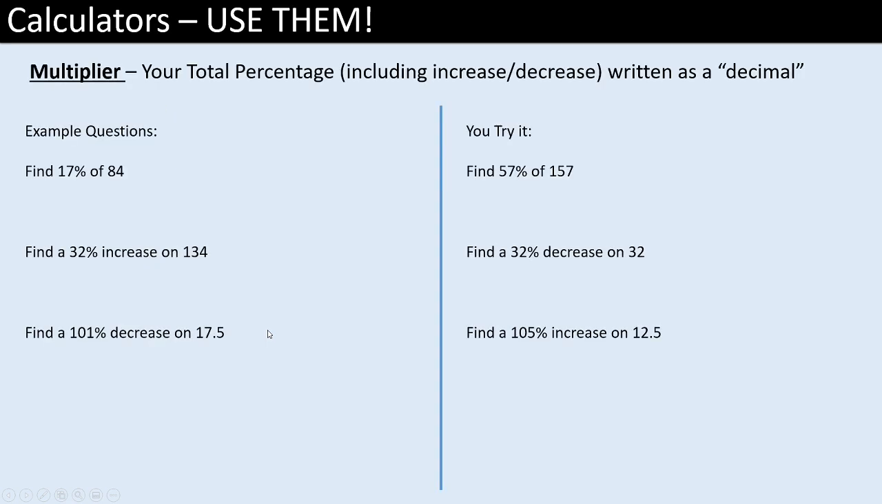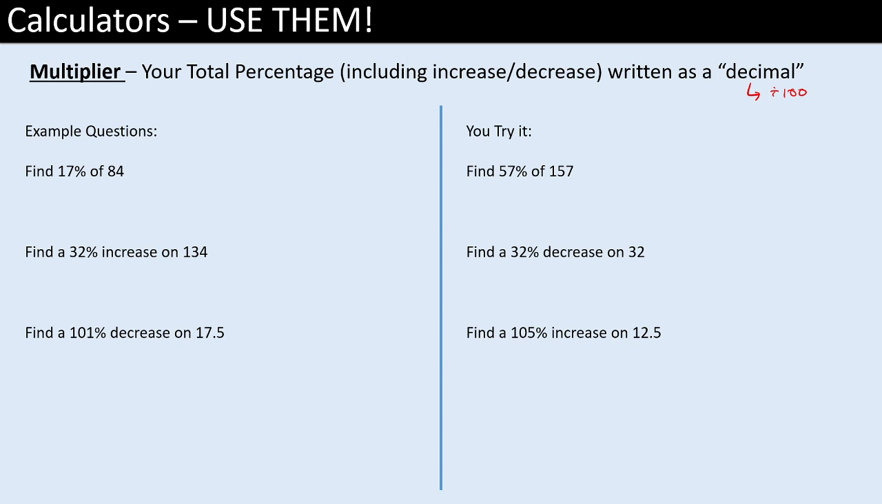So we're going to start off by reminding ourselves about a particular thing: the multiplier. Our multiplier is a total percentage, and that could include an increase or decrease, written as, and I've put it in quotes, a decimal. What I mean is that it's not a percentage quantity. It's been divided by 100. So that's the first thing: we need to divide by 100 in order to get our multipliers.